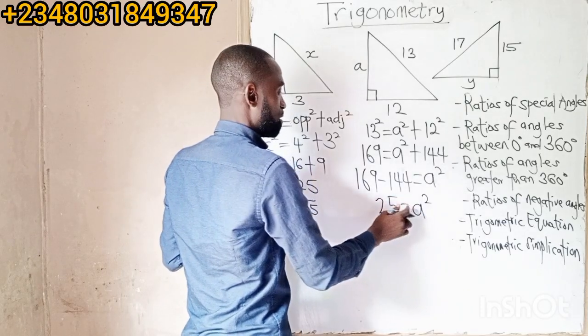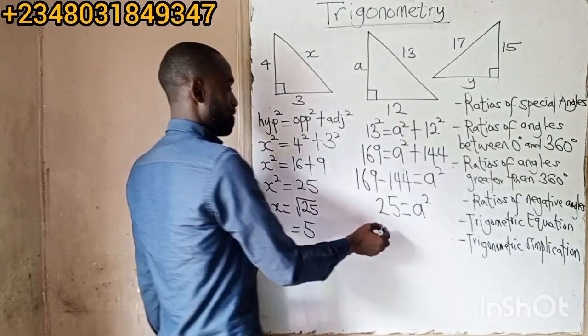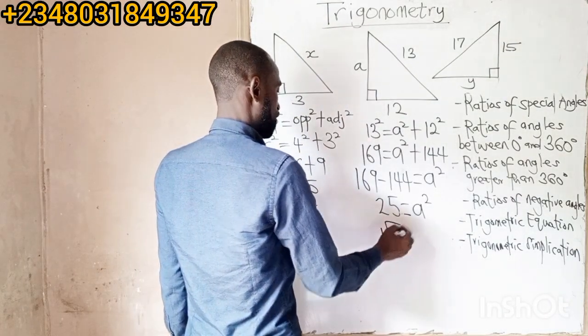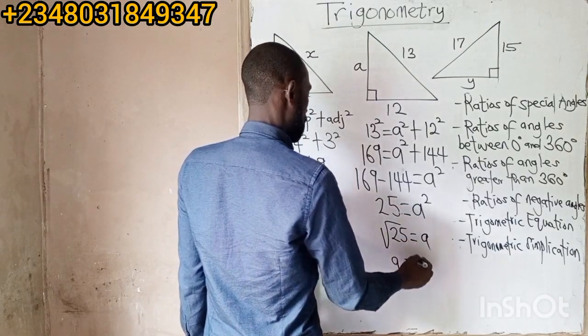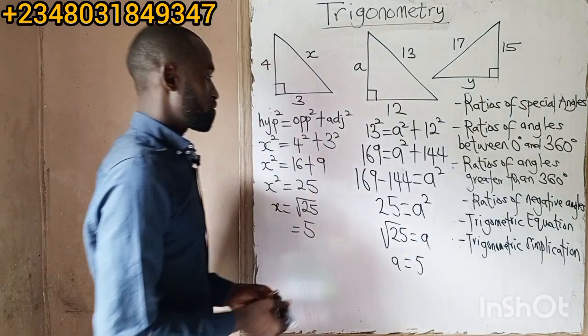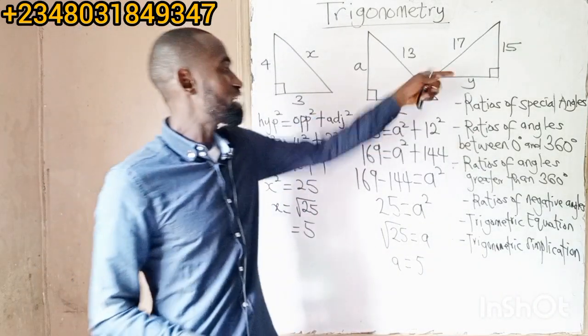25 equals to what now? a squared. So the same thing now. What's our a? That will be root of 25. Root of 25 is equals to what now? So ordinary a will be equals to what now? 5. Okay? So that is what you have here. So our a is what now? Is 5.